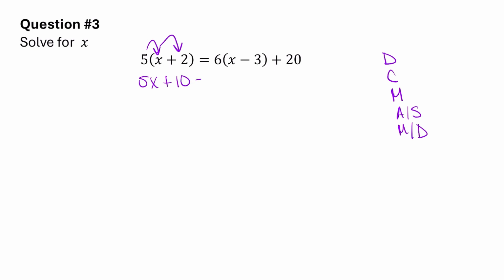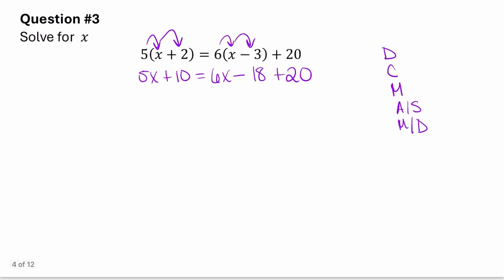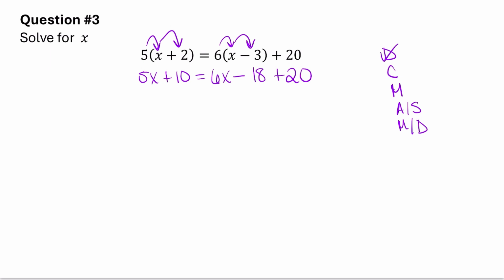And that equals, here once again I need to distribute. So I have 6x minus 18. And then I have my plus 20. Okay, so now the next step is to combine like terms whenever possible. So the like terms, remember, we're staying on one side of the equation right now. So here I see I have two like terms. I have a minus 18 and a plus 20.